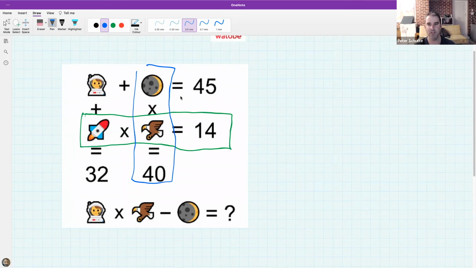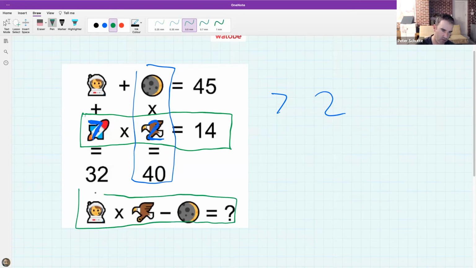So take a moment to just get familiar. But my main hint is the green one. A rocket times an eagle is 14. What are the different possible whole numbers? A lot of people are saying 7 and 2. And so I want to suggest, why don't we try 7? Now, it could be wrong or it could be right, but I'm going to put 7 and 2 here. And if we assume that to be true, see if you can work out what the other pieces are, and then eventually figure out what this is.